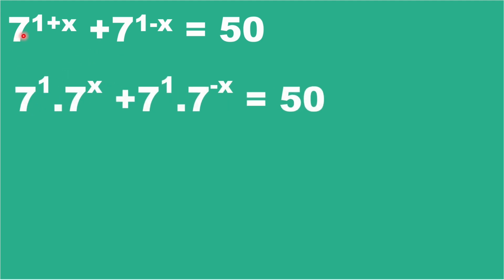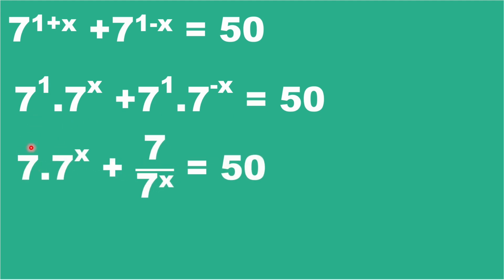First of all, we can write 7 power 1 plus x as 7 power 1 into 7 power x, and then plus 7 power 1 minus x as 7 power 1 into 7 power minus x, which is equal to 50. Now we can write this as 7 into 7 power x plus 7 into 7 power minus x, which will become 7 divided by 7 power x, equal to 50.